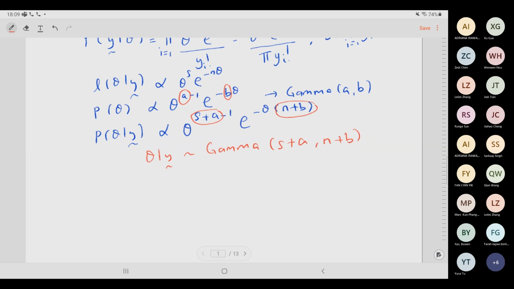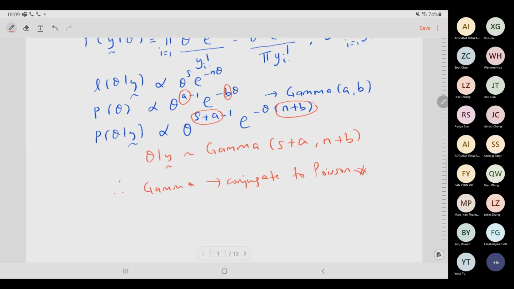Okay, so we have shown, we have shown that gamma, therefore, gamma is conjugate to Poisson. Conjugate. Poisson.